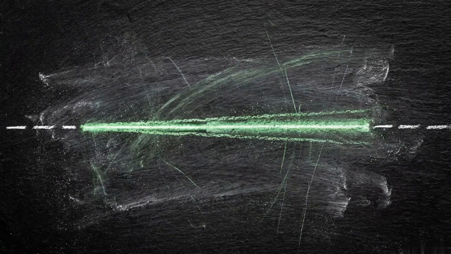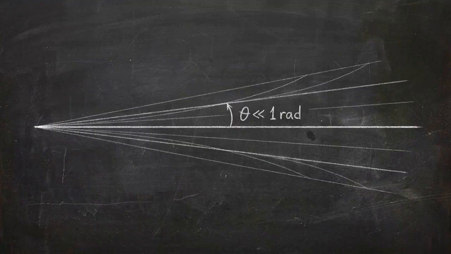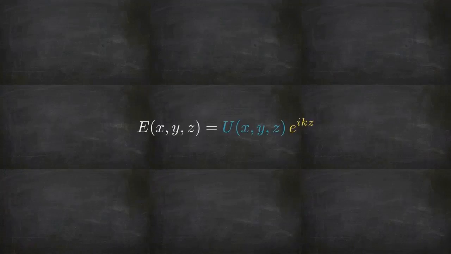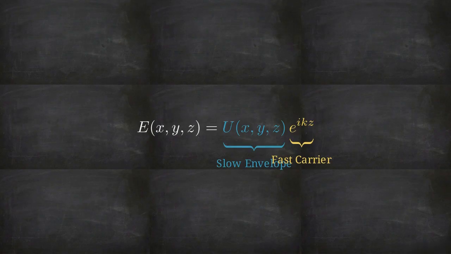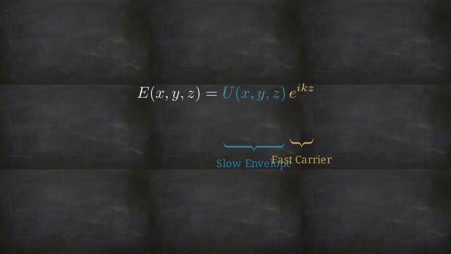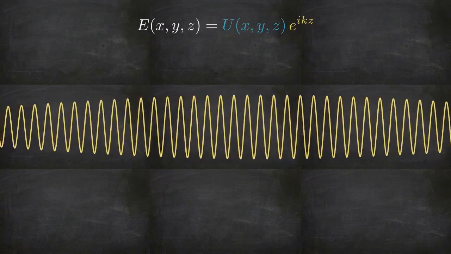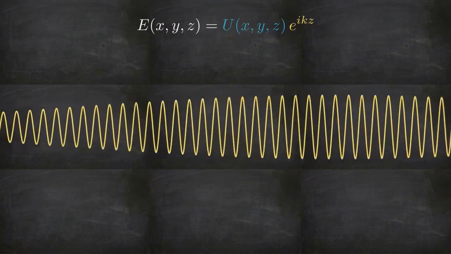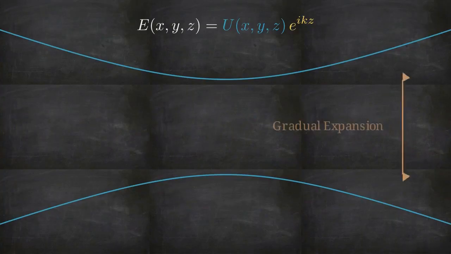We apply the paraxial assumption, which assumes the beam's energy is concentrated in a narrow cone around a single axis of travel. Because the beam is narrow, the angles of propagation relative to the axis are much smaller than 1 radian. This allows us to factor the field into two multiplicative parts: a fast carrier wave and a slow envelope. The carrier wave handles the rapid, microscopic phase oscillations occurring every wavelength. The envelope U describes the macroscopic width of the beam and its gradual expansion.